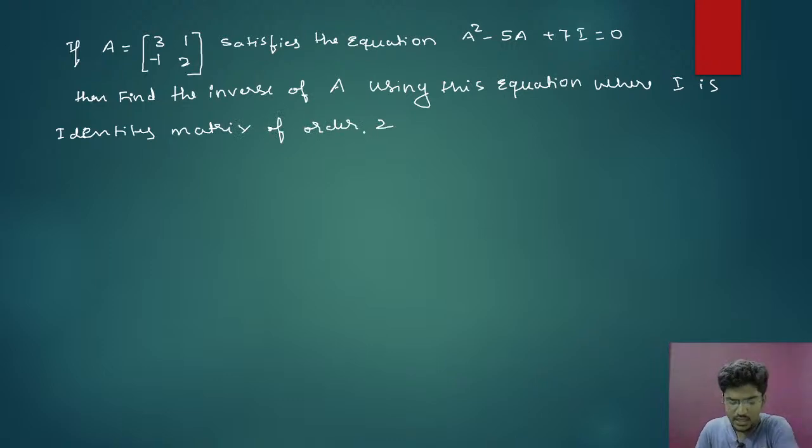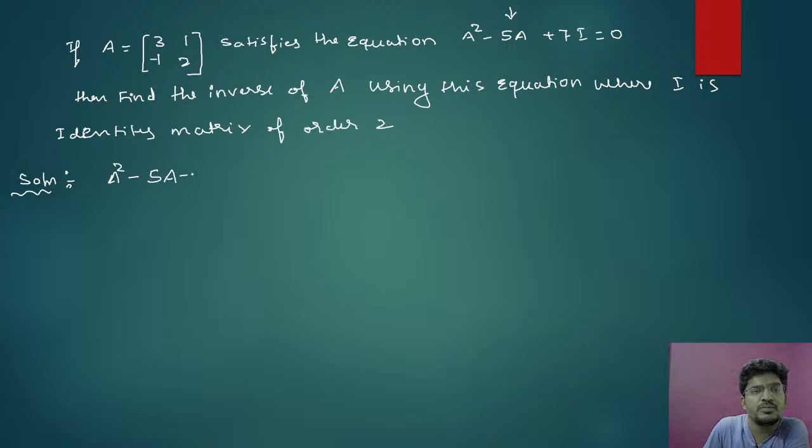Now you just see this problem. Most of the students try to satisfy this equation by putting this matrix in it. That is not the way of solving this. Clear? Here you have to solve it like this. First you have to simplify this equation, that is A square minus 5A plus 7I equal to 0. So how to simplify this?